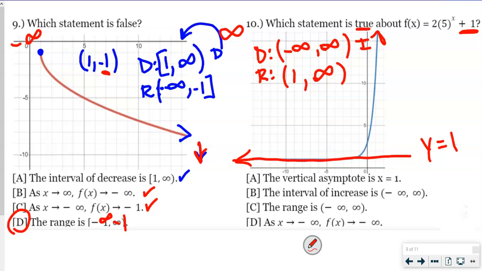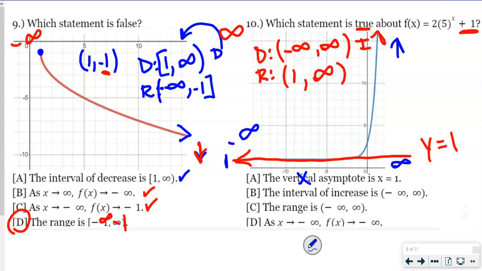So now let's talk about our end behaviors. As we go right, where's the graph headed? Towards infinity, right? But as we go left towards negative infinity, where's the graph headed? Isn't it headed towards 1? Exactly. Okay, so now let's look at these statements. The vertical asymptote is x equals 1. No, because we have a horizontal asymptote, right?